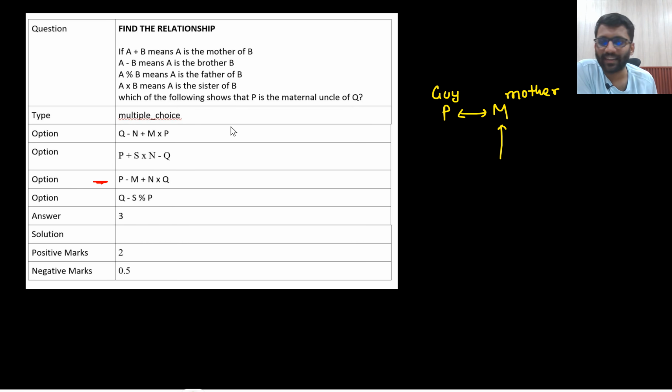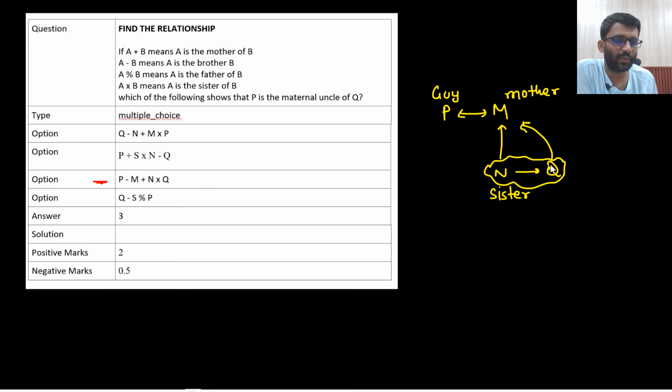She is a lady. And now what are they saying? M plus N. M is the mother of N. So she is the mother, and N is the daughter or son, anything could be. And now N into Q. That means A is the sister of B, so N is the sister of Q. She is the sister. That means they are siblings. So she is the mother of him as well, or her as well.